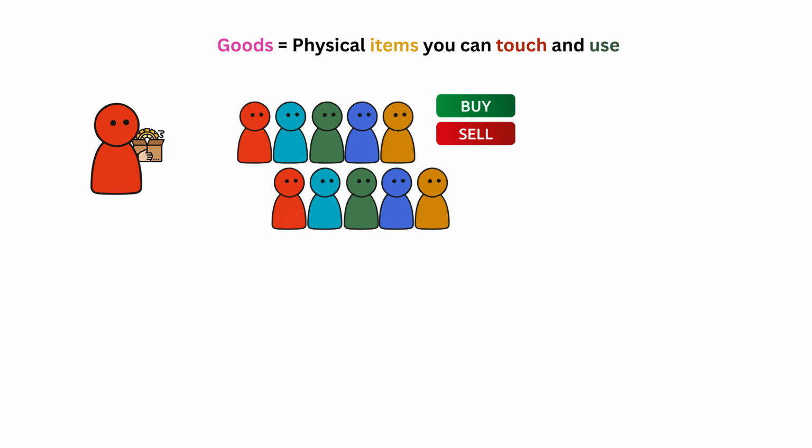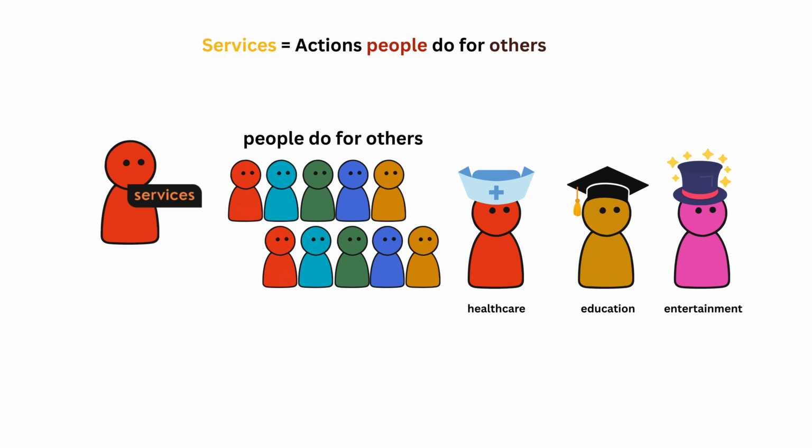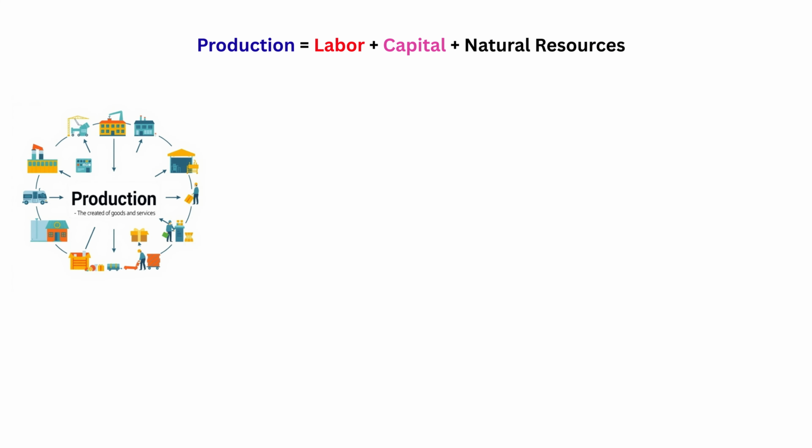Goods and services. These are the products people buy and sell. Goods are physical items, such as food, clothing, and cars, while services are things people do for others, such as teaching, healthcare, or entertainment. You can think of goods as tangible things, and services as intangible tasks. Production. This refers to the creation of goods and services.